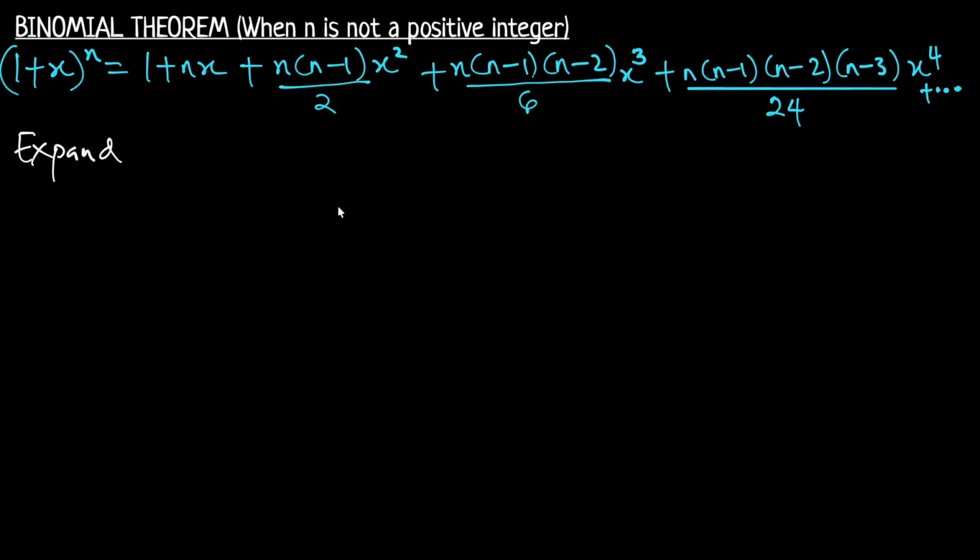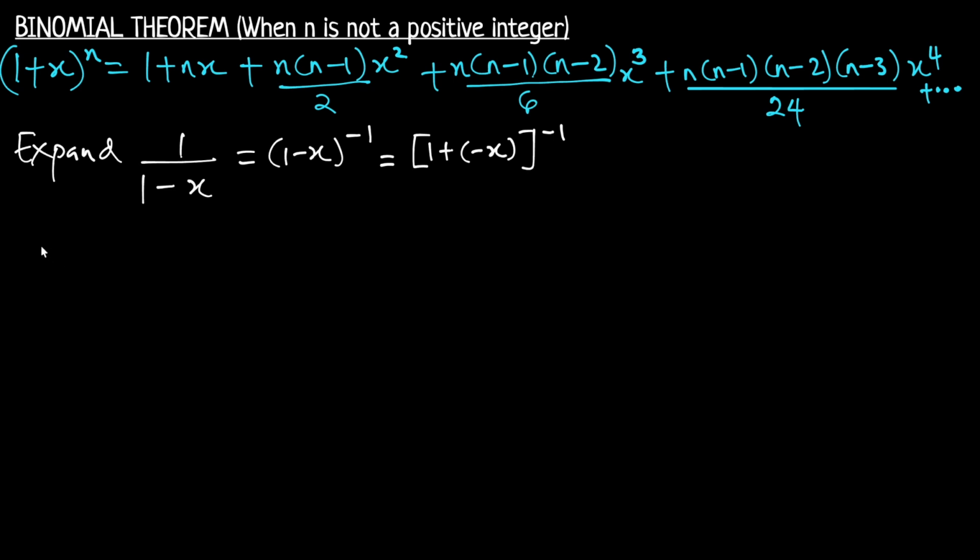Now, what if it changes? What if you have 1 over 1 minus x? First, you know that this can be written as 1 minus x raised to the power of negative 1. So n is negative 1. But we have to be careful about one factor here, which is x. X in this case is negative and not positive. So we can rewrite this as 1 plus negative x, right, raised to the power of negative 1. So we have to be careful in our expansion.